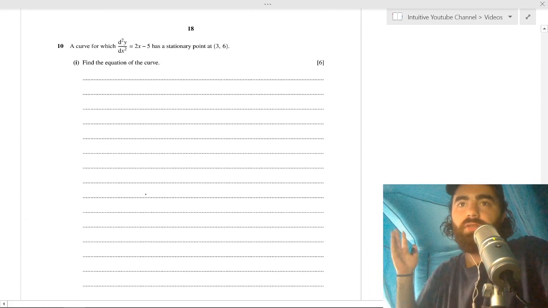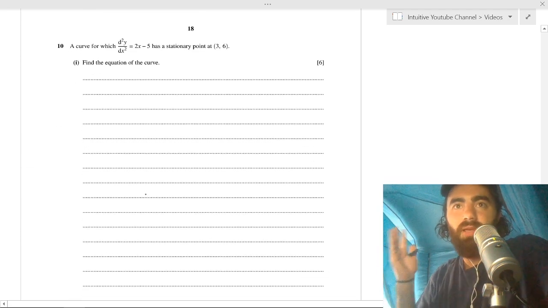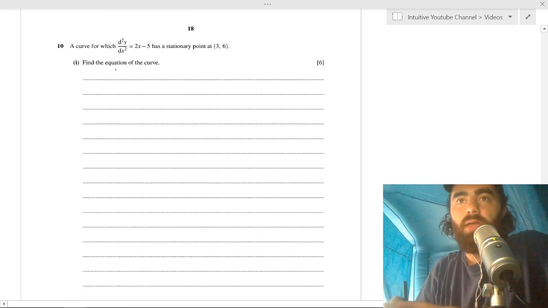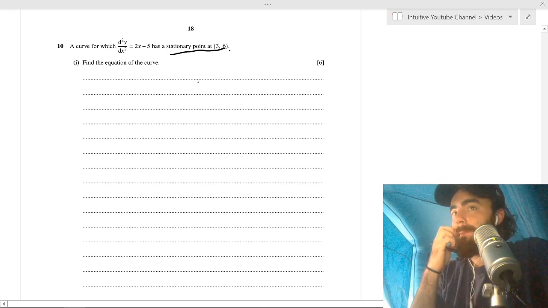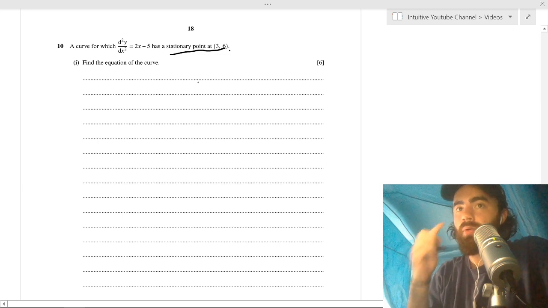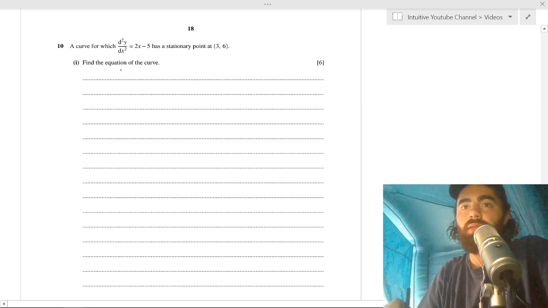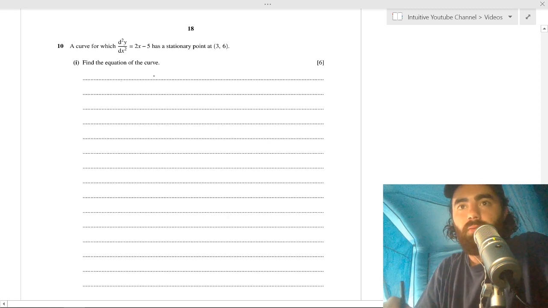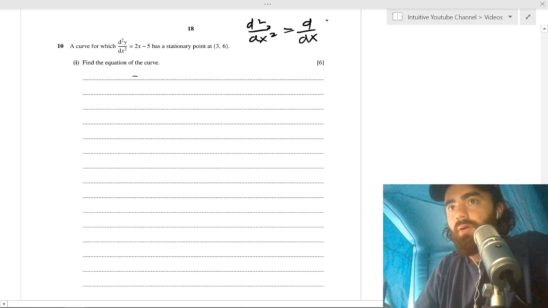Okay, we're on the home straight. Question number 10. We have a second derivative curve which has a stationary point at 3, 6. Find the equation of the curve. Well, to find the equation of the curve, we're going to have to integrate this twice. So remember that this is the same as saying d by dx of dy by dx.